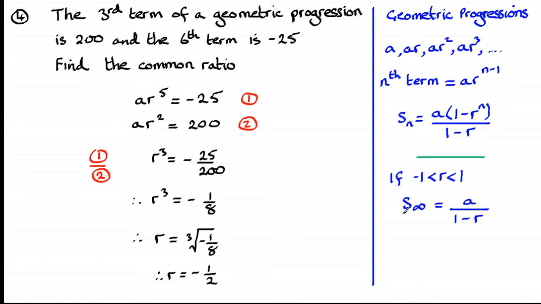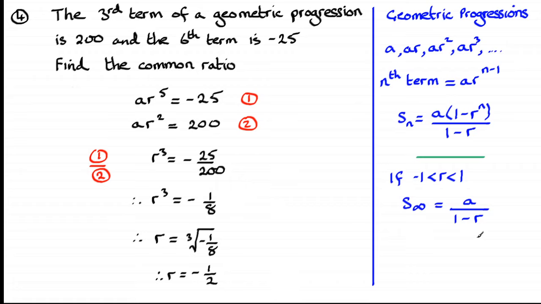You won't need these facts for this question, but they're just the sum of the first n terms of a geometric progression given by this formula, and the sum to infinity is given by this formula, providing that the common ratio is between -1 and 1. And we'll be testing that in later 5-a-day tutorials.